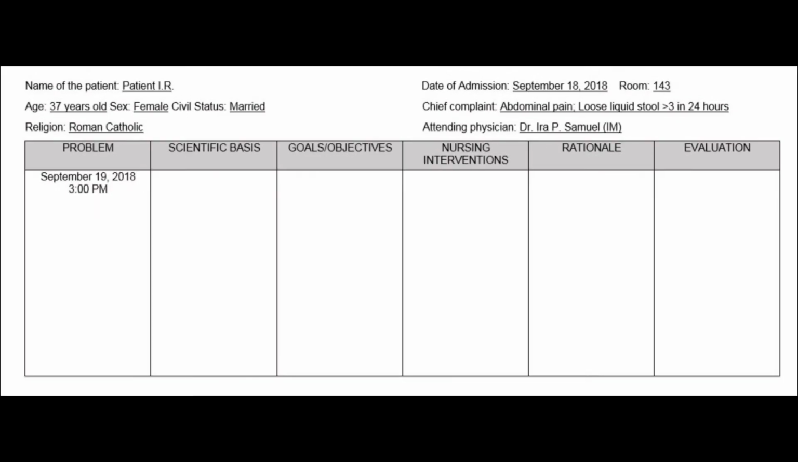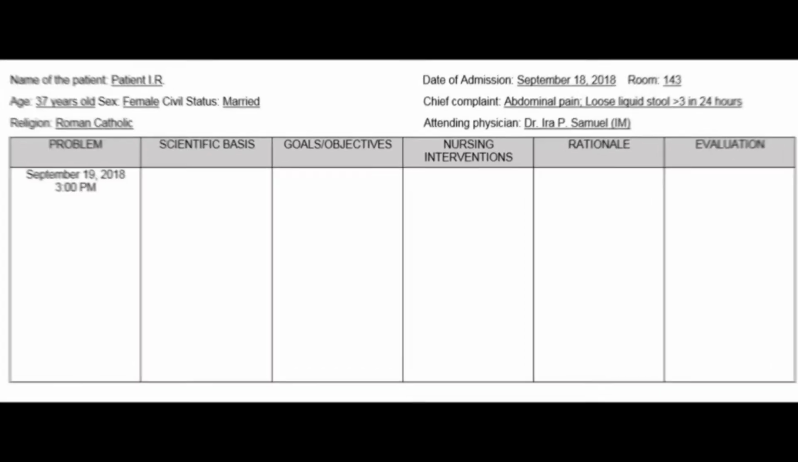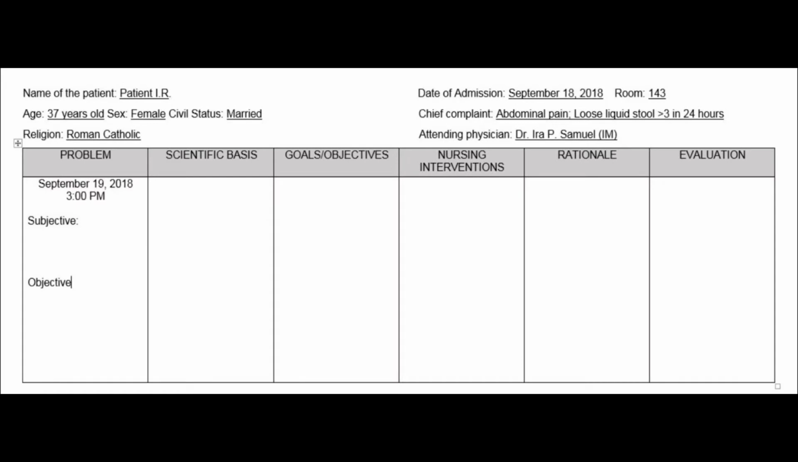Now, proceed to the making of your nursing care plan. In your problem, what you have to write first is the date of your initial encounter with the patient. This is for you to measure later how effective your interventions will be. The signs and symptoms that you notice can be written in two ways. We have the subjective data and the objective data.